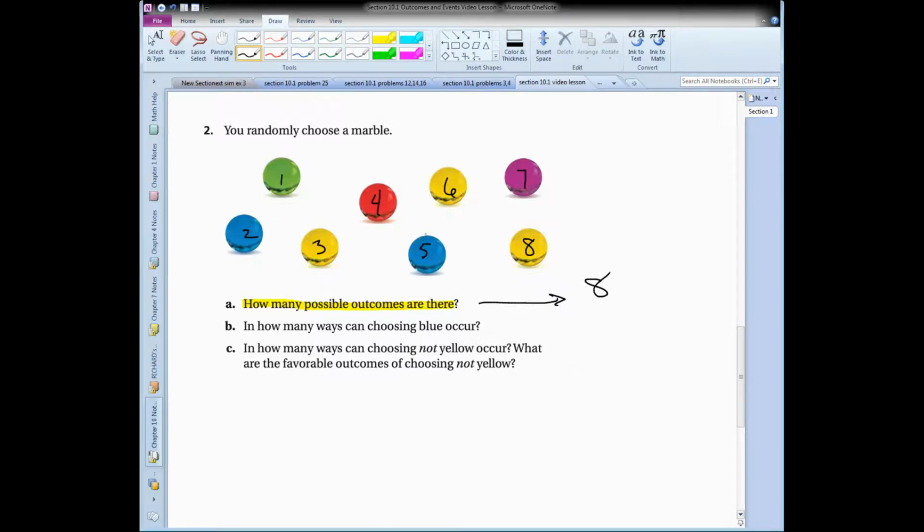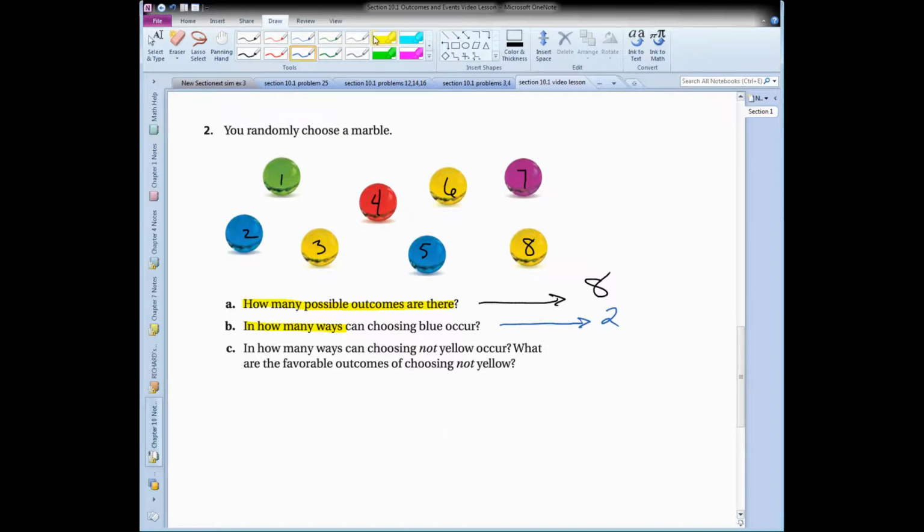In part B, in how many ways? So this is also counting. In how many ways can choosing a blue occur? All I need to do is count the number of blue marbles. I see that there are 2 of them. So the answer to this is 2.